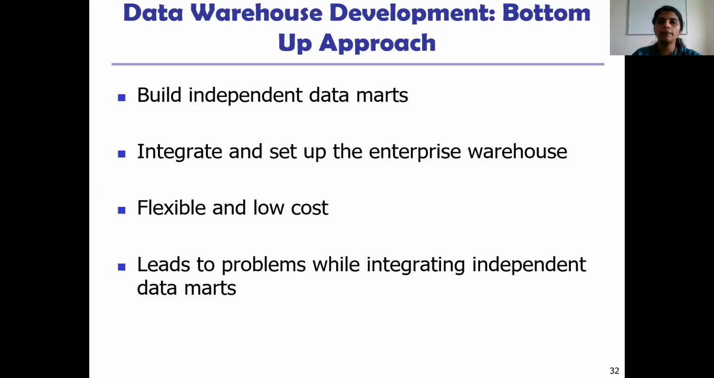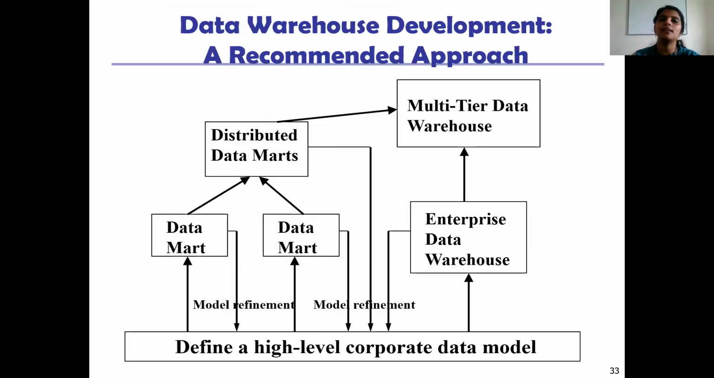But what's the problem here? There can be integration issues. When you combine the data marts and build the enterprise warehouse, there can be concurrency issues. There can be problems with naming conventions, etc. So integration problems are more in the case of the bottom-up approach. Okay. So we have seen two approaches, top-down and bottom-up. Both have their own advantages as well as their own disadvantages. Analyzing this, we are trying to derive a hybrid approach. Okay, so that is better recommended.